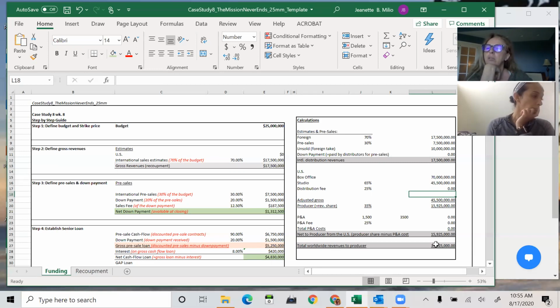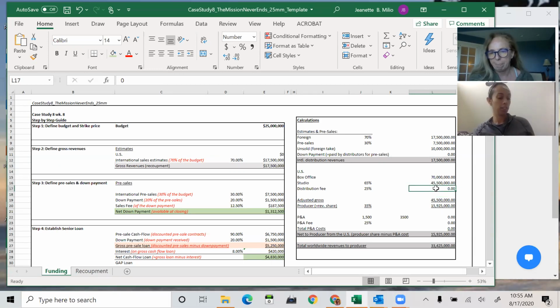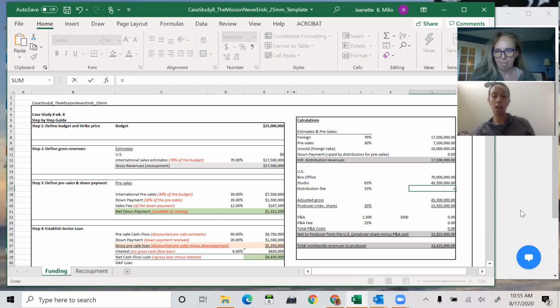Yes, you're right. The studio charges a reduced distribution fee of 25% of what it gets, what it has. It can only charge on what it actually received. And what it actually received, you just told me. You told me it receives $45 million. So how much would that be? So 25% of 45,500,000.